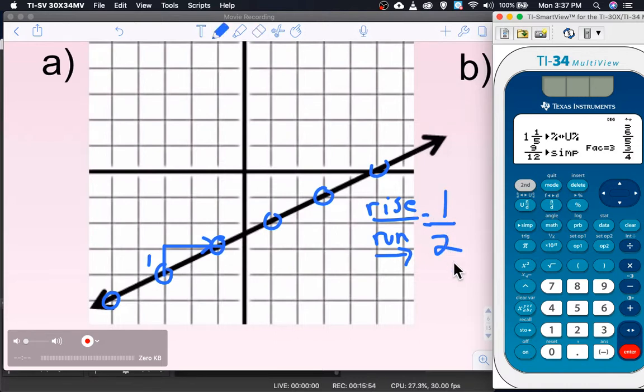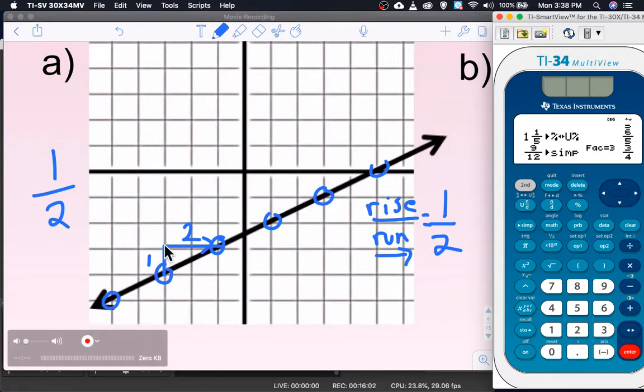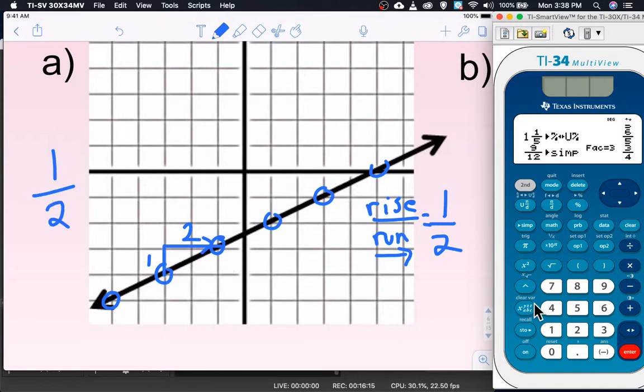Now, I also like to use that phrase more than once. 1 over 2. 1, and then I went over 2. So I'm using the word over to mean 2 things in my brain. One is I'm moving over sideways, 1 over 2, but also 1 over 2. Okay. So this line has a slope of 1/2. That is the ratio of how far you went up to how far you went over.